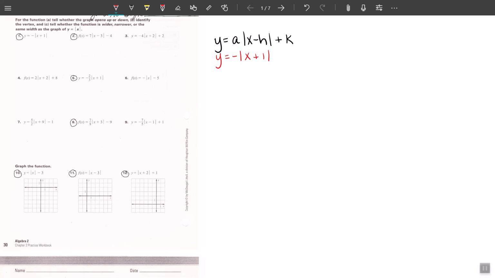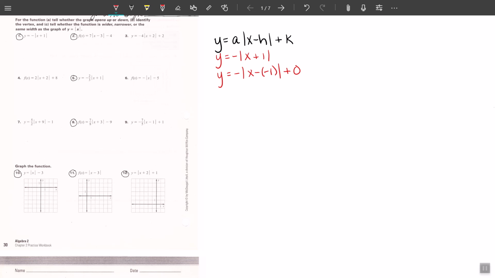So we need to rewrite what's inside that absolute value sign as a subtraction problem. So we're going to write it as a difference of x and negative 1, which is the same thing as x plus 1. You're going to notice that there's no k value written. So just like in y equals mx plus b, if the b value is not written, then it's 0. It's the same in these absolute value functions.